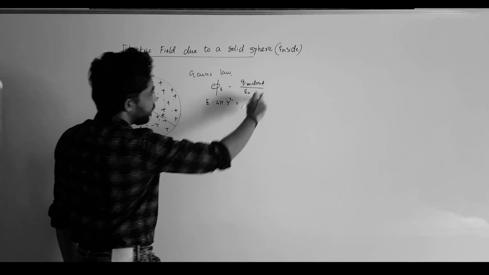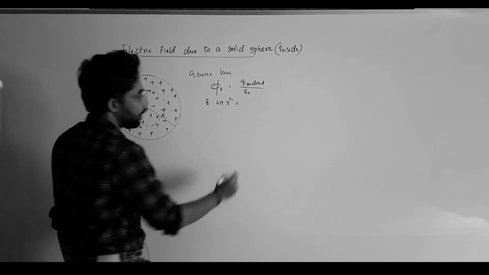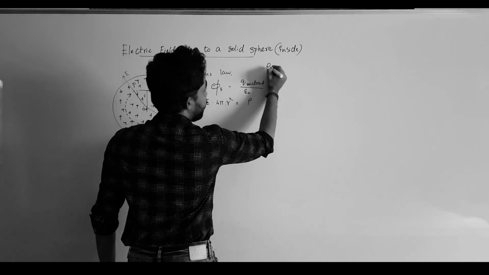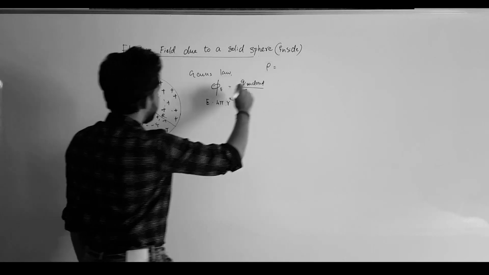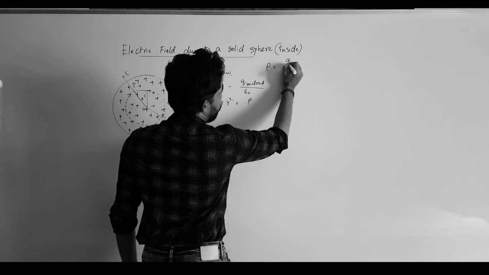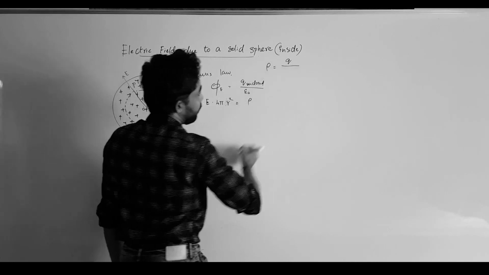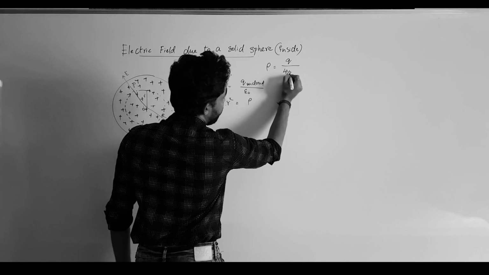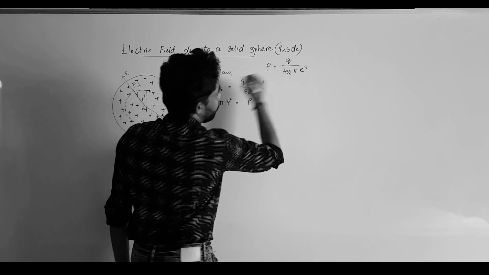is equal to the charge enclosed. The charge enclosed I can write in terms of rho. So first of all I need to define rho. Rho is the charge density, which is going to be the total charge present divided by the volume of this entire sphere, which is 4 by 3 pi r cube.